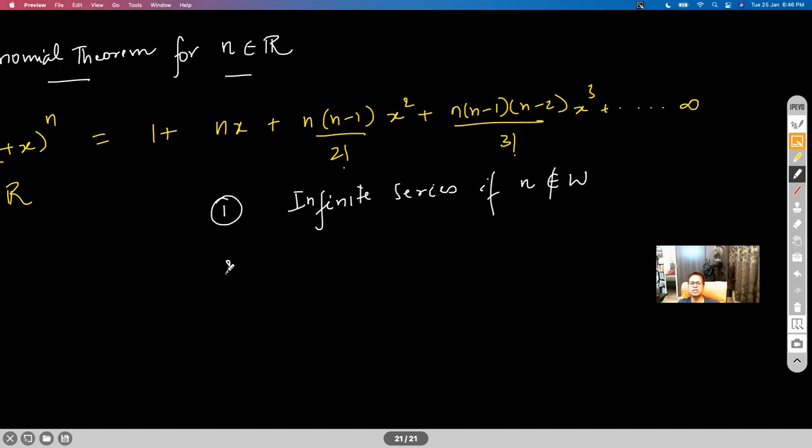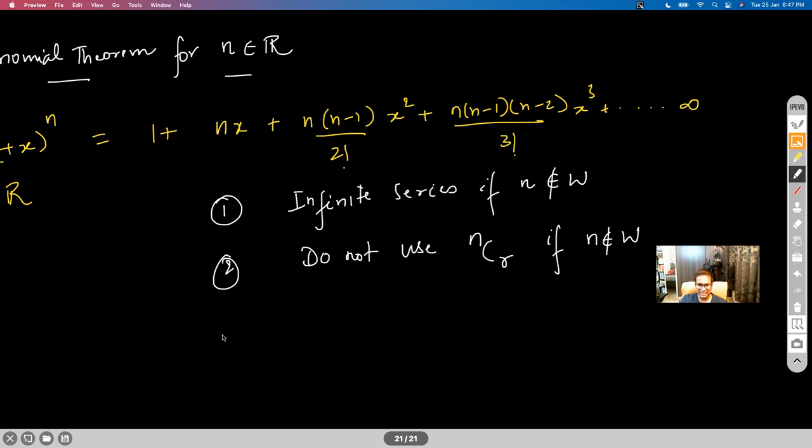Number two point to note down, we do not use nCr if your n is a non-whole number. We should never use the nCr expression. There is nothing called minus 1 C1. There's nothing called 3 by 2 C1. That is why instead of nC0, nC1, nC2, we are actually using the expansions of it.